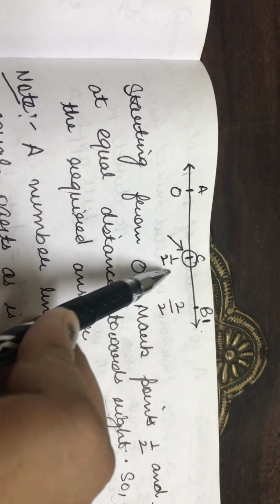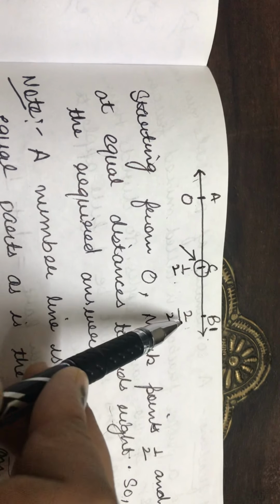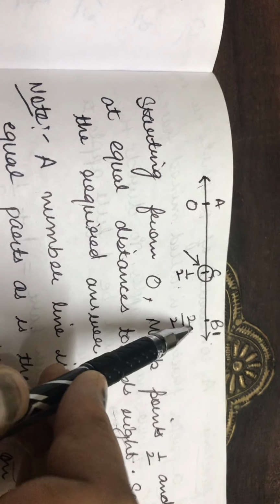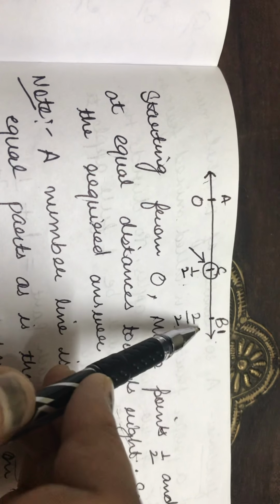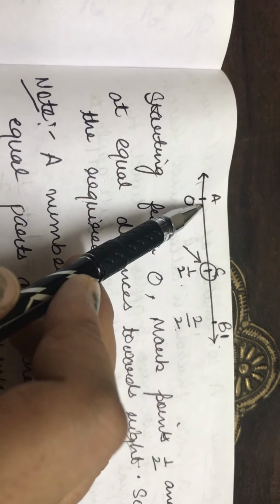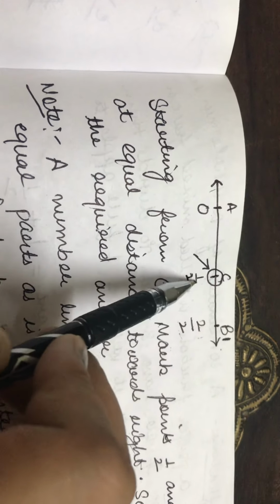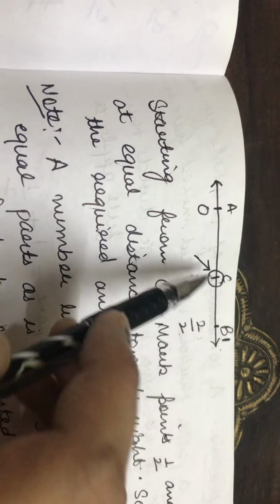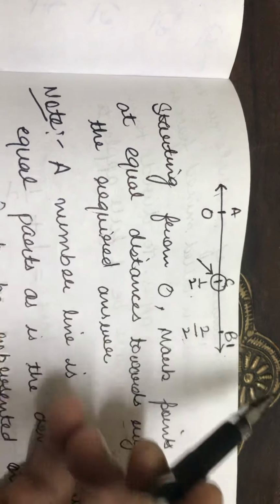So 1 by 2 part is here and 2 by 2 part is here, and both are at the same distance. As we know, 2 by 2, when I simplify it, means 1. It means I am splitting 0 to 1 into 2 equal parts, 1 by 2, 2 by 2. So this point is representing the fraction 1 by 2.